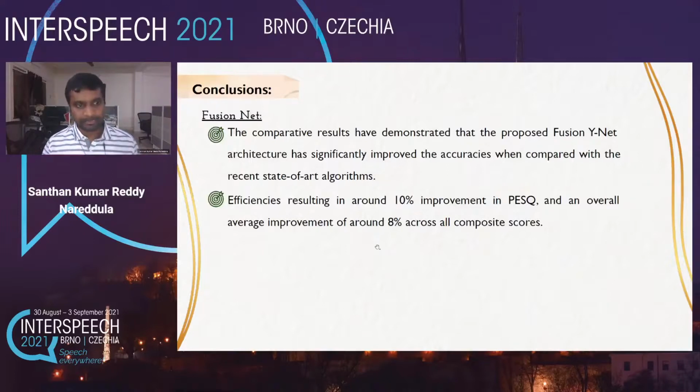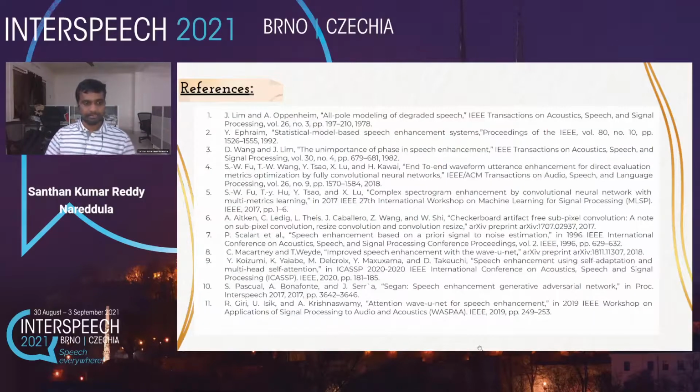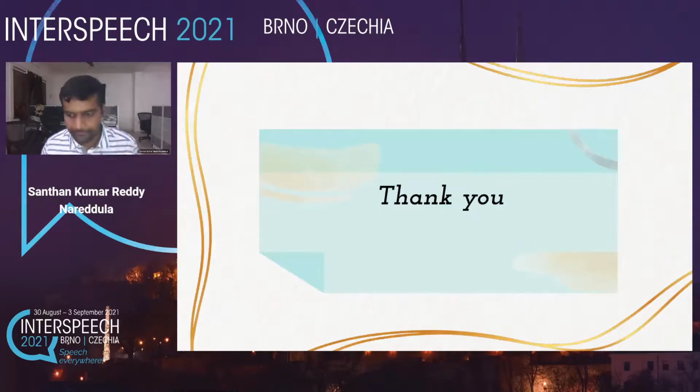So I can conclude that the comparative results have shown a good improvement compared to existing networks, an improvement of around 10% in the PESQ metric, and an overall improvement of around 8% in the rest of the metrics. These are some of the references we found. Thank you.